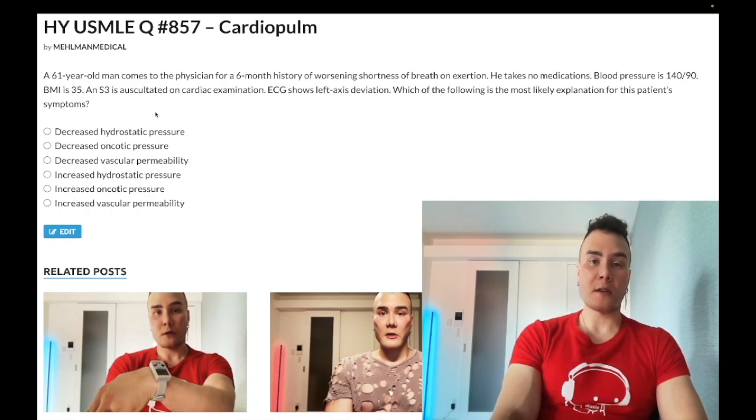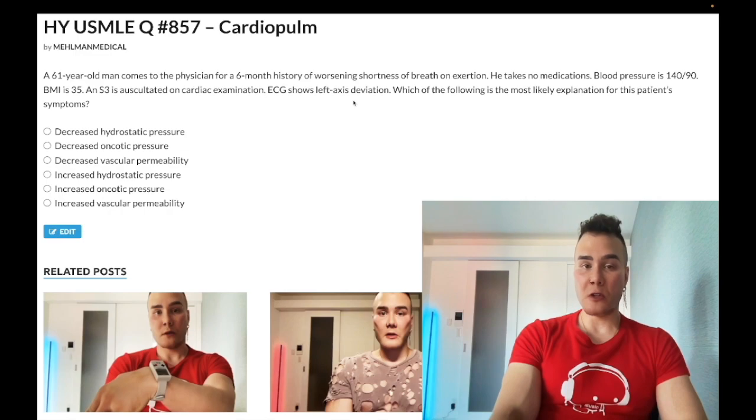S4, in contrast, means you have a stiff left ventricle, which would be from afterload. Okay, so hypertrophic cardiomyopathy, restrictive cardiomyopathy. So S3 is preload, S4 is afterload. In contrast to S3, S4 is always pathologic. So it's a long discussion, but let's just keep moving forward.